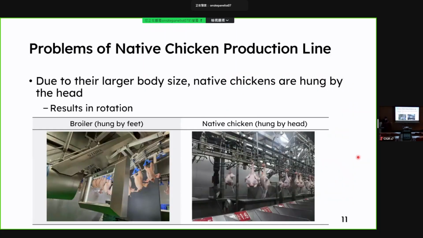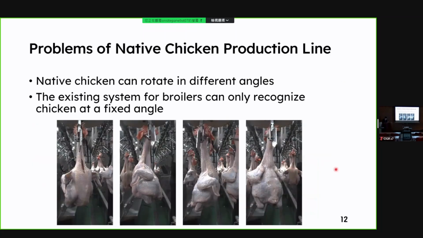Next, due to their larger body size, the native chickens are hung by the head in the production line, like the right picture. This is different from the broiler, which is hung by the leg. So it causes the native chicken carcass to rotate on the hook. The picture below shows the rotation problem. The native chicken can rotate at different angles, but the existing system for broilers can only recognize the chicken at a fixed angle. So it's another reason that the native chicken is not fit for the existing system.